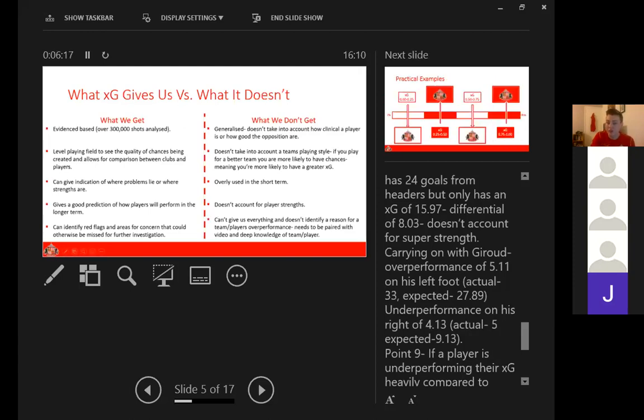And again, it doesn't give you everything. So it needs to be paired with video and a deep knowledge of the team's play. So what is causing that overperformance or underperformance?